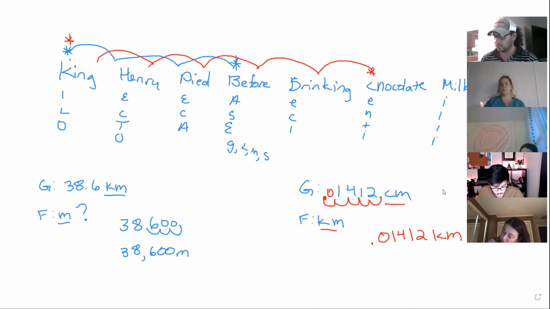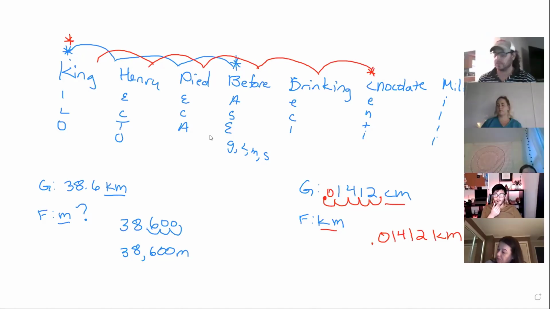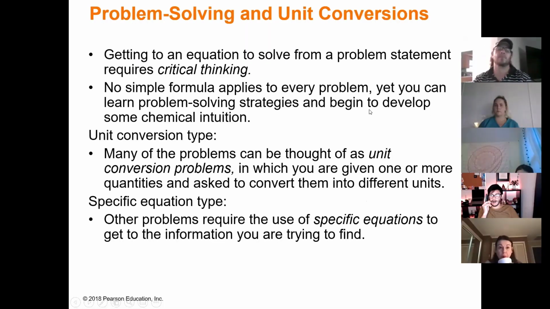So this is convenient. King Henry died before drinking chocolate milk when we're using the metric system. But what happens when we're not using the metric system or we have things that aren't so direct? We have to set things up in dimensional analysis. All right, so unit conversions.